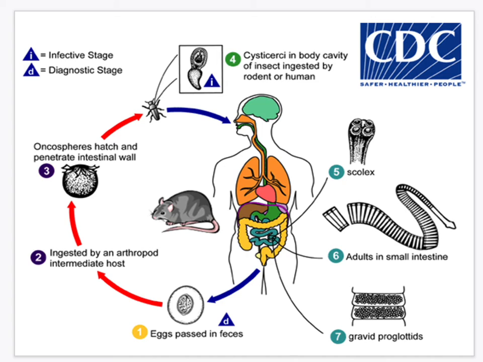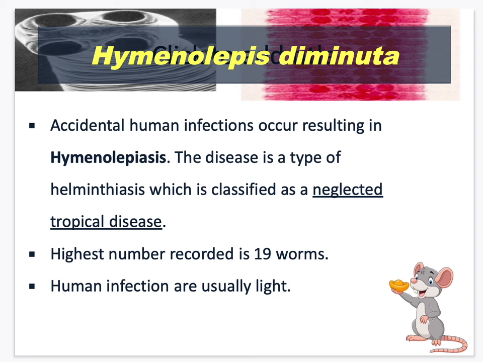So, the eggs will be released in the small intestine from gravid proglottids. And those disintegrate after breaking off from the adult worms. So, those gravid proglottids disintegrate, and the eggs are expelled into the environment in the mammalian host's feces. So, accidental human infections occur resulting in Hymenolepis.